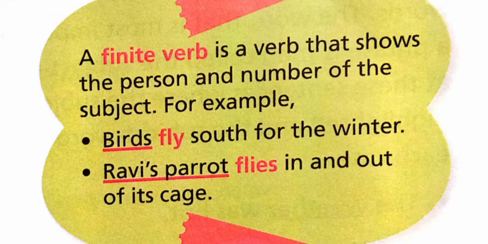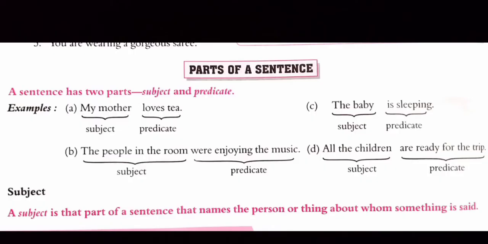For example, "Birds fly south for the winter." "Ravi's parrot flies in and out of its cage." Now moving to the next, subject and predicate. A sentence has two parts, subject and predicate.